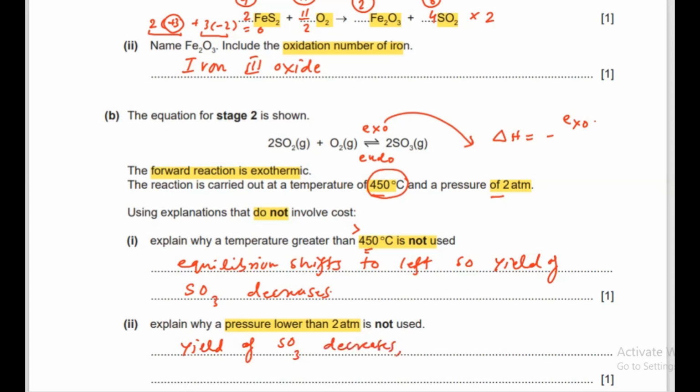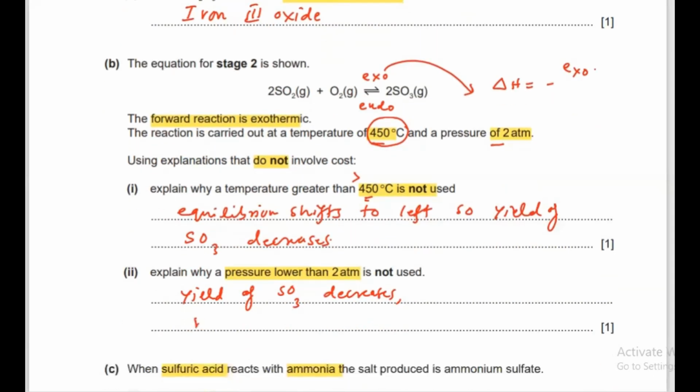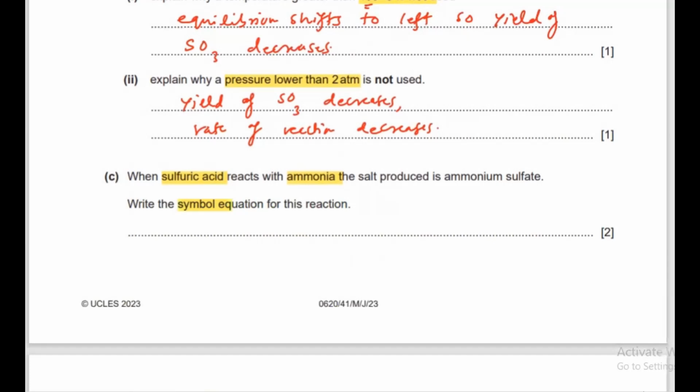The second thing is that the rate of the reaction will also decrease. Both the rate of reaction and the yield of sulfur trioxide decrease. So that's why the pressure must be high. If we increase the pressure, the particles come close to each other, giving more effective or successful collisions, so the rate increases. The equilibrium also shifts from more moles to fewer moles, from left to right, and the yield of sulfur trioxide increases. If we use a lower pressure, the opposite effect is seen.